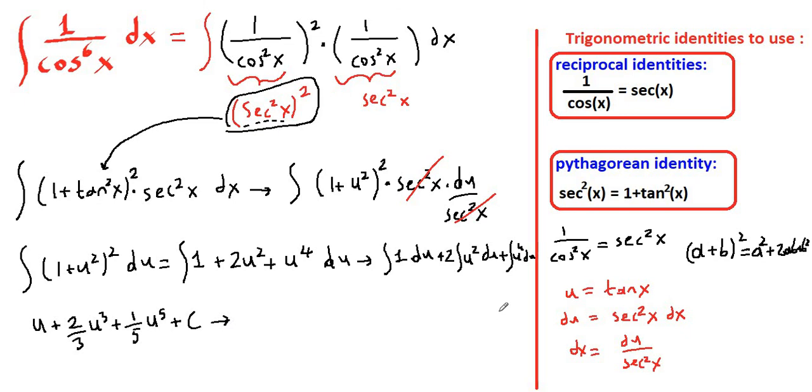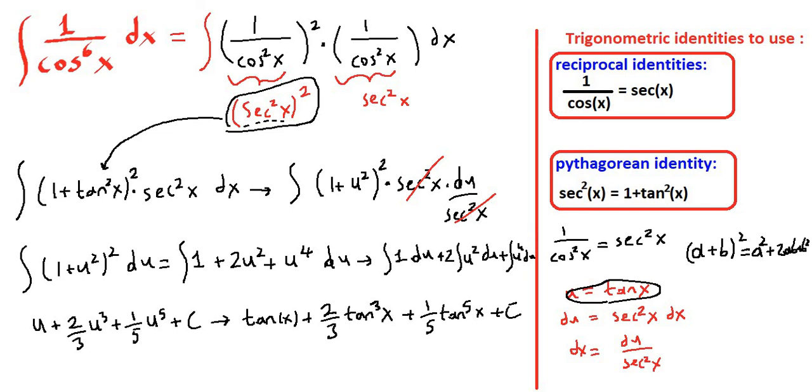Now all we have to do is just substitute tangent x back. So u is tangent x, and 2/3 tangent third of x plus 1/5 tangent fifth of x. So this is our final answer.